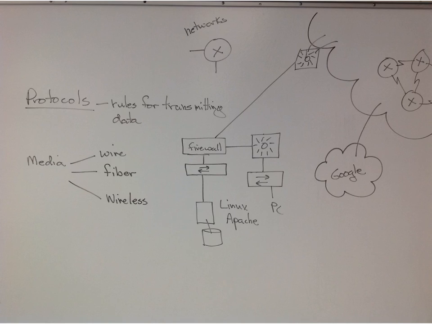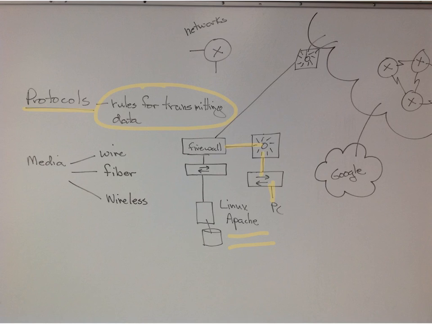Okay. Some key items here. Let's get started. The protocols, rules for transmitting data. There are rules in how, let's say, a PC sends information to a switch, how a switch connects to another device, and then how that connects to a firewall. Same thing here. We have an Apache server. And there are protocols, rules that allow us to communicate with that server.